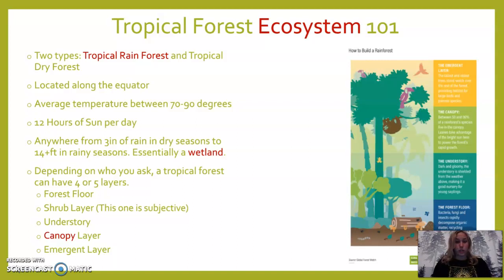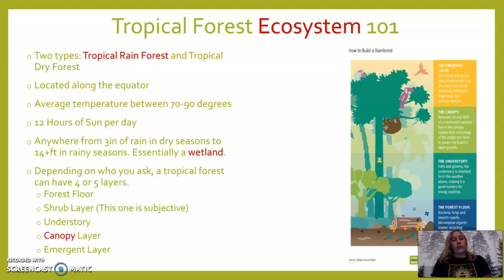Depending on who you ask, a tropical forest can have 4 to 5 layers. You have your forest floor, which is the very bottom layer. You have the shrub layer. This one is up for interpretation. Some people think that it exists, some people don't. I am one of those people who thinks that it doesn't. I like to consider it part of the understory, which is the next layer.